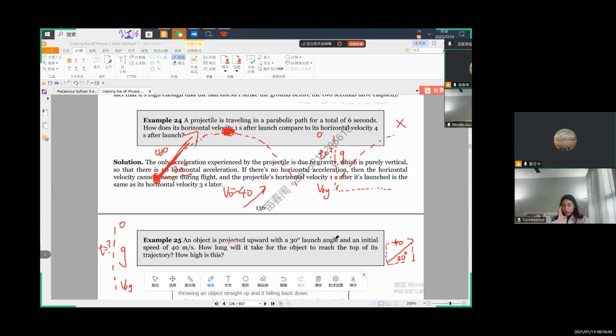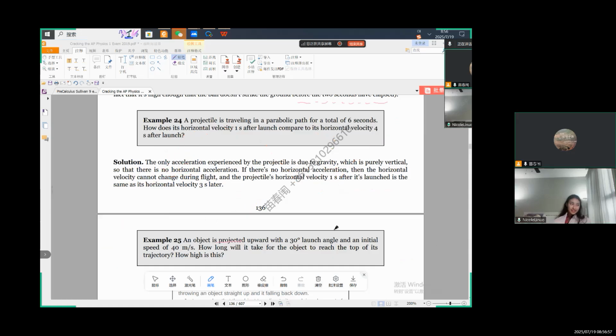So if we want to say horizontal, I could do, forget about everything, it's in my head, I promise. Like cos 30 equals horizontal over 40. Cos 30 degrees, right? Equals cos 30 equals V0x over 40, right? Yes.